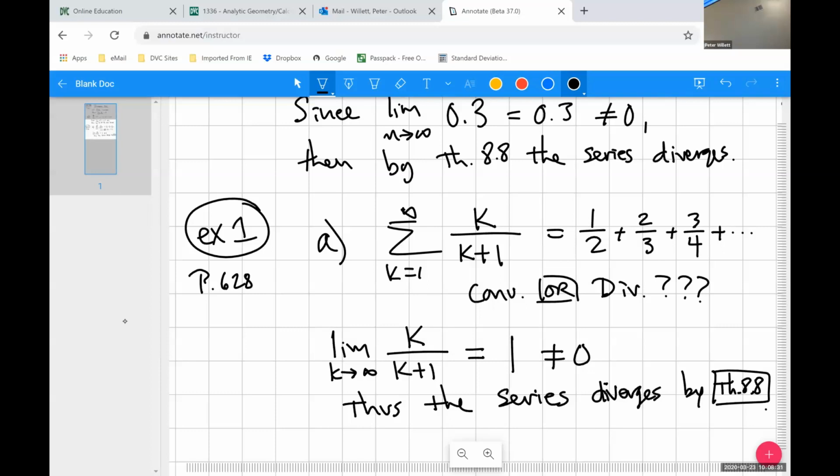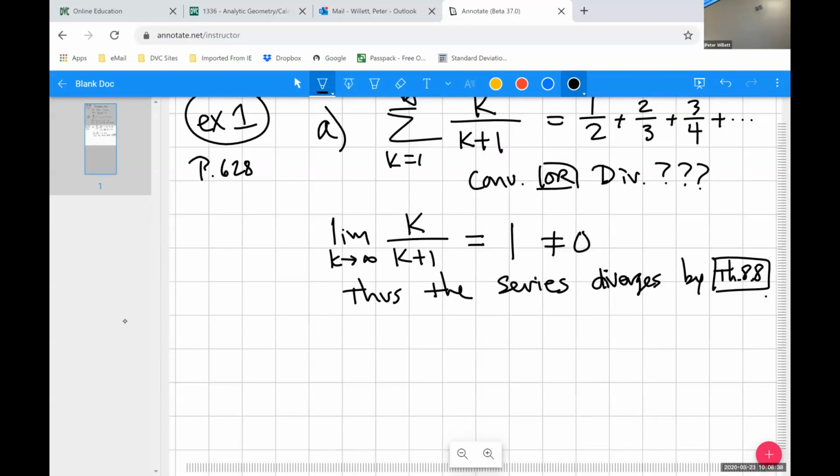And that's it. So if you can take the limit of the formula for the terms in the series, and it does not go to 0, then you can immediately conclude that the series does not converge to a value, but instead diverges.